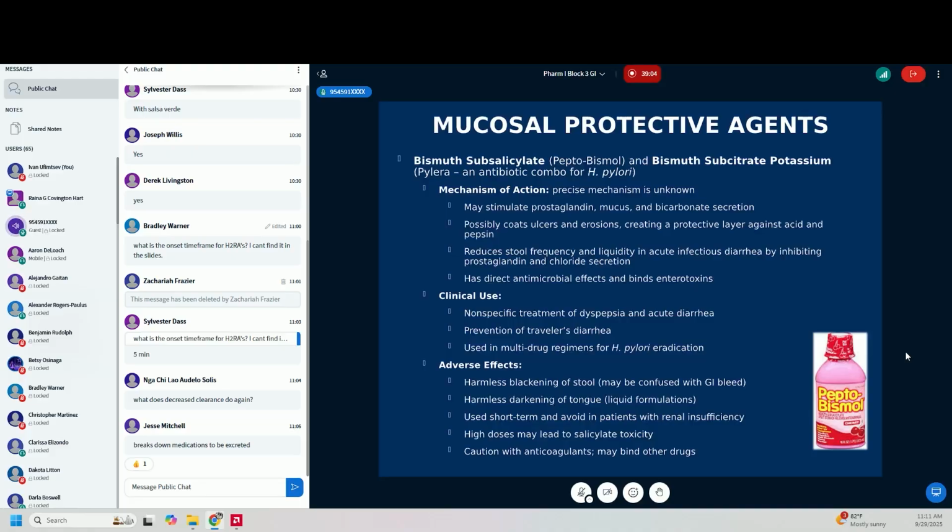Looking at your caution with your anticoagulant. So an anticoagulant would be something like our warfarin that we would use to kind of thin out someone's blood. That's typically what anticoagulants do. And so when we're looking at this, we may see some enhanced effects because this could also potentially thin some things out because of the salicylate properties that it has.